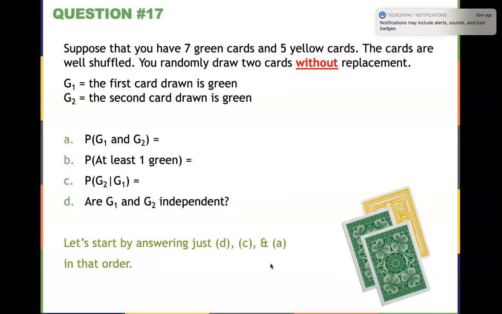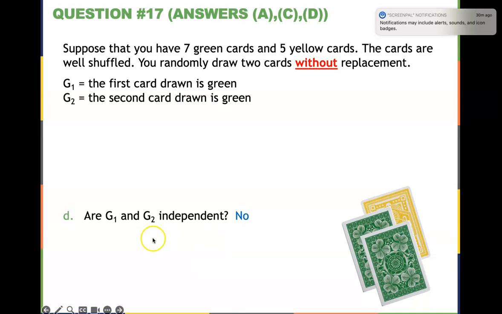Okay, question 17 is very similar to question 7, except now I did change the numbers here. We have 7 green cards and 5 yellow cards. And then the second situation we're looking at is that this is without replacement. So after we draw the first card, we're going to keep it. So part D, in this case, are G1 and G2 independent? No. Once you draw your first card, it will impact the probability of the second card.